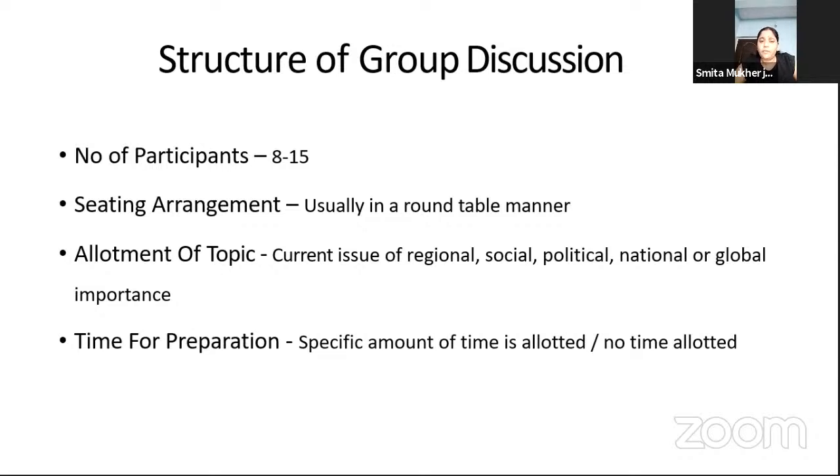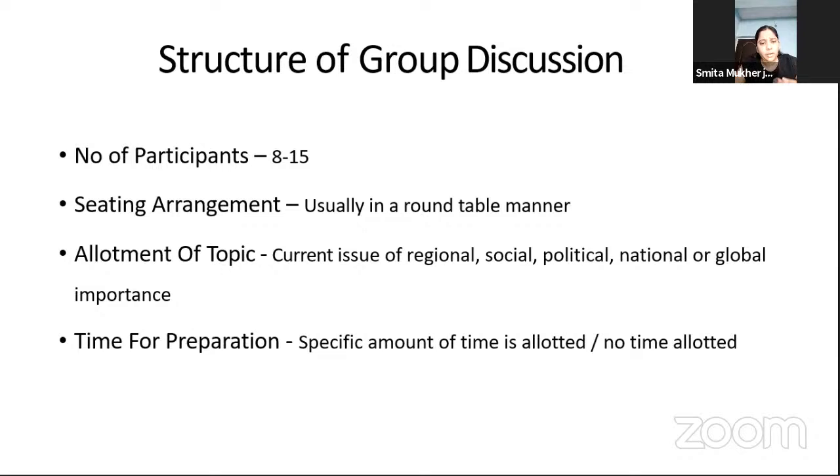Generally, the time for a GD is 8 to 10 minutes. So you can see, if the number of participants is 15 and everybody wants to speak, you will not even get 1 minute to talk. So you'll have to be really quick in what you want to say. You'll have to be very effective, and very clear in what you want to say.